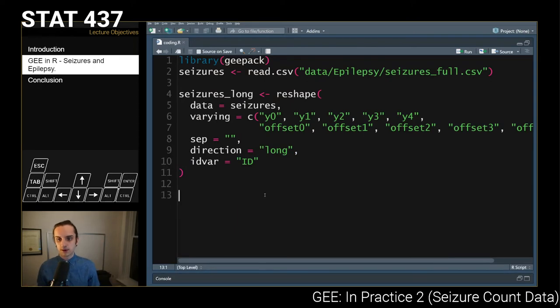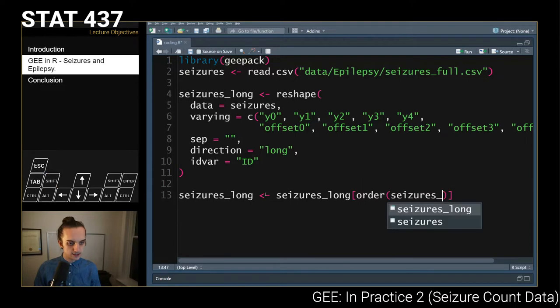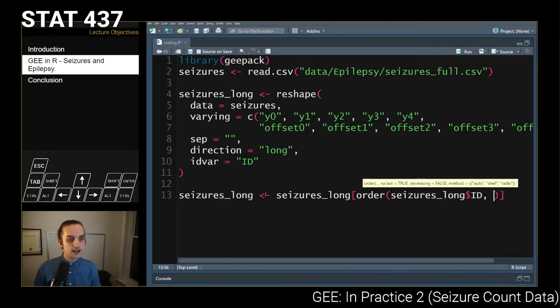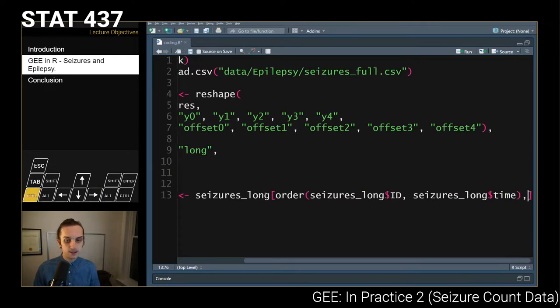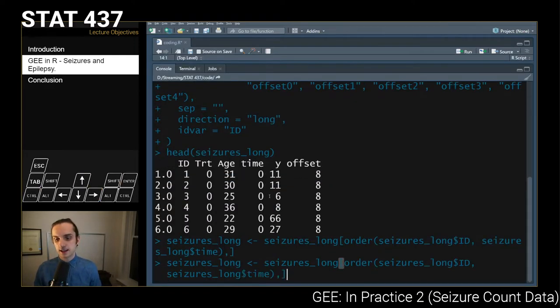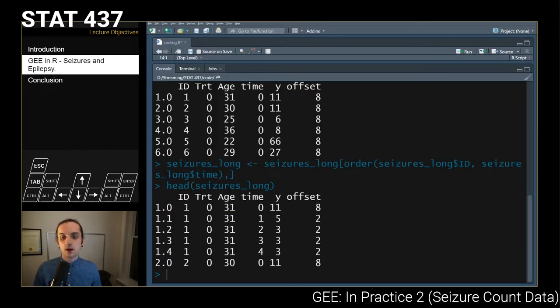So what we're going to want to do is redefine seizures long to be the sorted seizures long. Again, we use this order function. We're going to order by first the ID, so seizures long ID, and then seizures long, and it's called time. And that's just going to reorder our data set so that now if we look at the head, you can see all of the ID ones are first where it's 0, 1, 2, 3, 4 for the time.